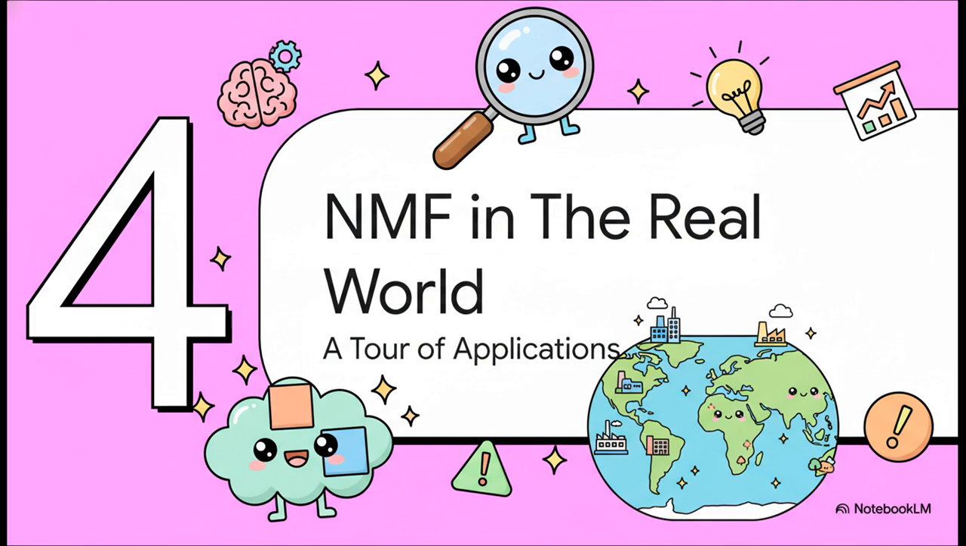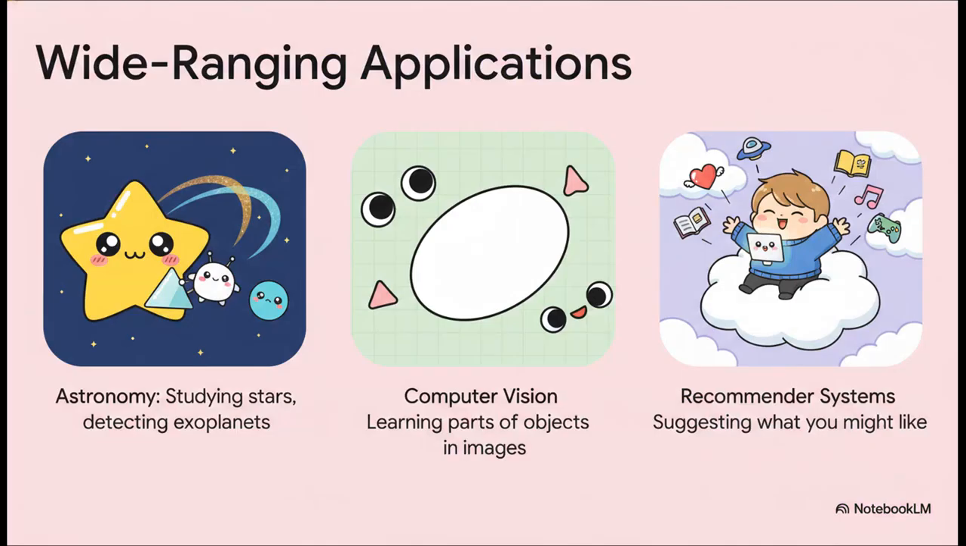Okay, so we've established we have this really intuitive and powerful tool for finding hidden parts. So where is it actually being put to work out there in the real world? Let's take a quick tour. The applications are just incredibly diverse. I mean, in astronomy, it helps tease apart the light from a distant star and a tiny exoplanet orbiting it. In computer vision, it can learn the parts of a face, like eyes, a nose, a mouth, just by looking at a bunch of pictures. And yep, it helps power recommender systems, figuring out the taste components that make you like certain movies or songs.